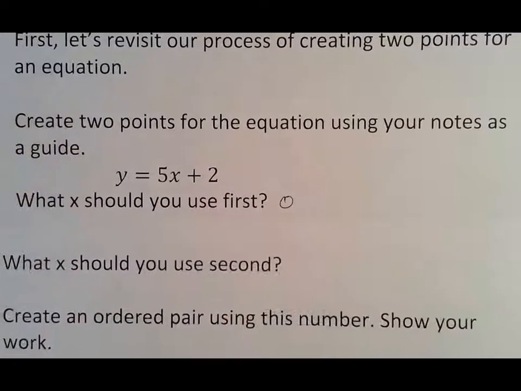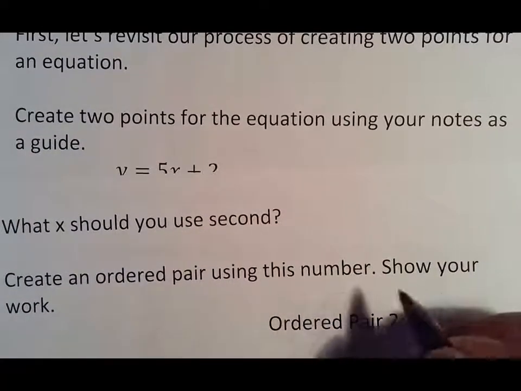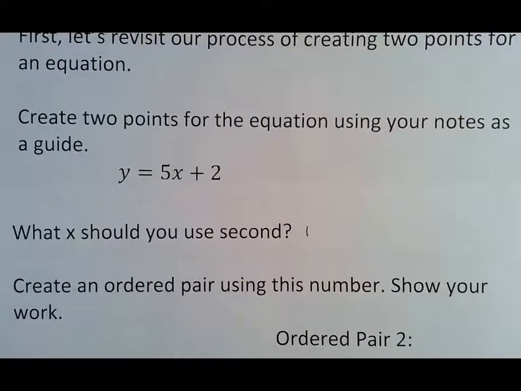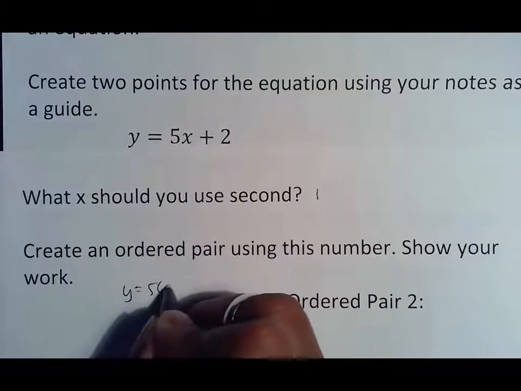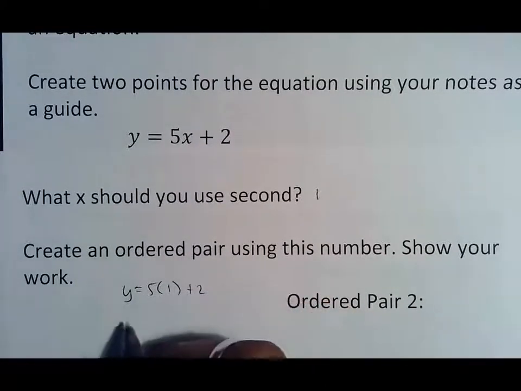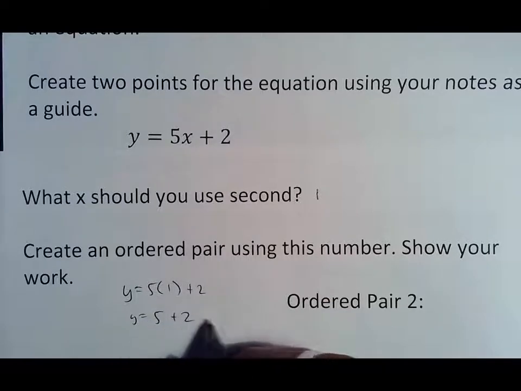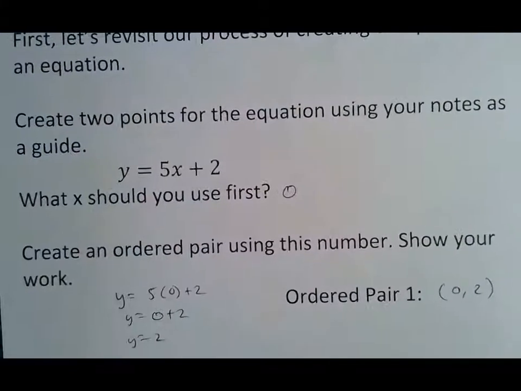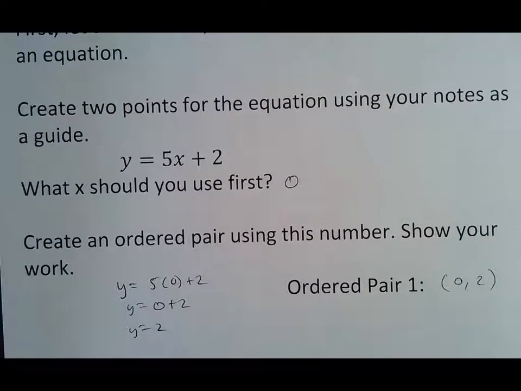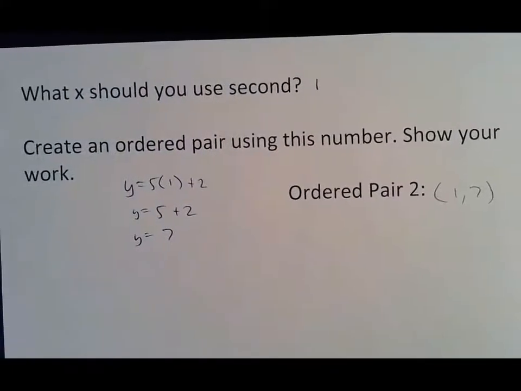What should you use second is 1. I'm going to bring this down afterwards, but for right now, since it's a separate page, we might as well. And again, it turns into y equals 5 parentheses 1 plus 2, which is y equals 5 plus 2, which is y equals 7. And so your second point is 1 comma 7. So again, the first thing you do is use 0 to get that point. Second thing you do is use 1 for that point.